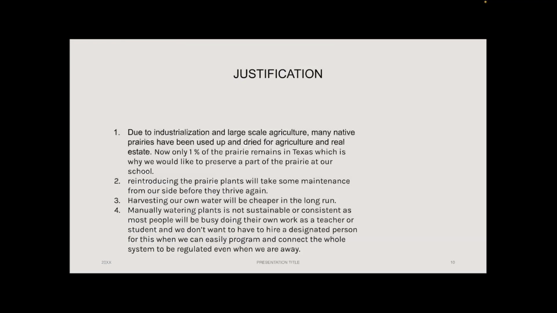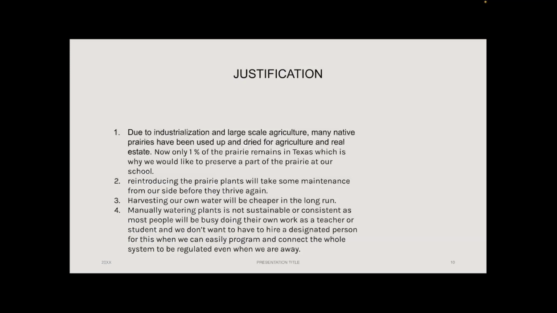So reintroducing the plants will take some maintenance from our side before they start to just sustain themselves again. And harvesting our own water, because we're focusing on this theme of sustainability and protecting native to Texas plants and saving the environment and stuff. Harvesting our own water is more sustainable and will be cheaper in the long run. We want to use as little city water as possible.